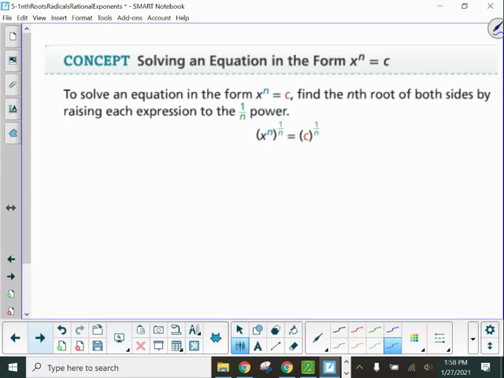These fractional exponents do appear on standardized tests, so don't be surprised if you see it on a PSAT or SAT in the future. That's going to conclude 5-1, nth roots. We will be continuing using radicals throughout the rest of chapter 5. So go back, rewatch this video, let me know if you have any questions.